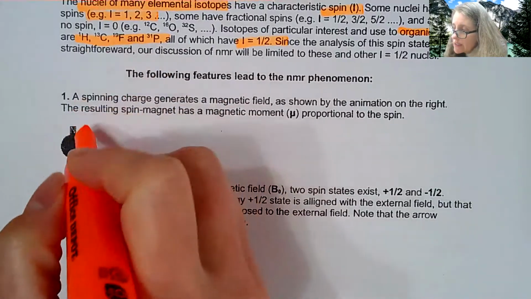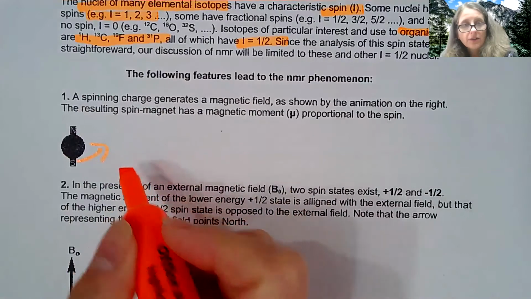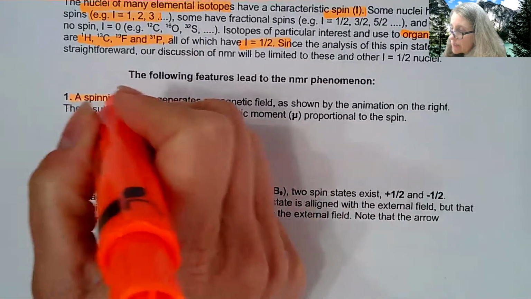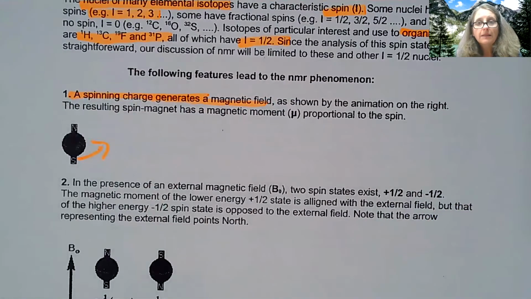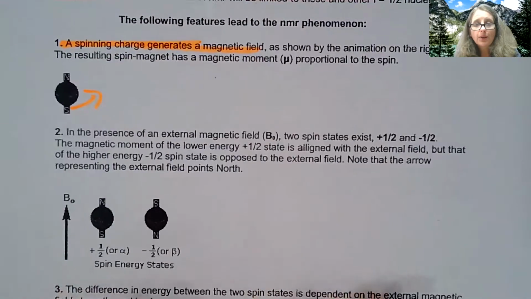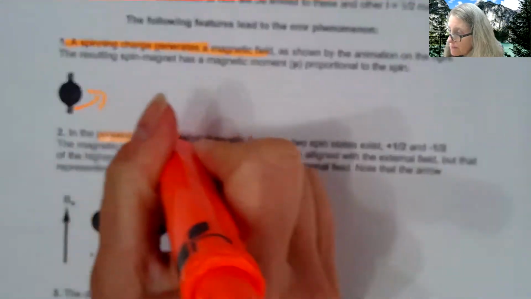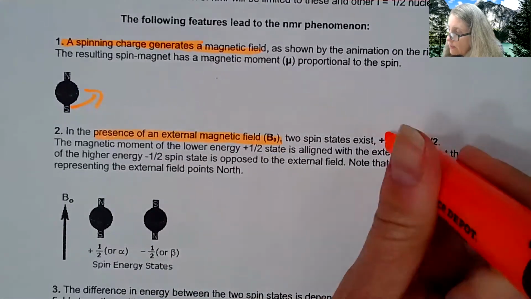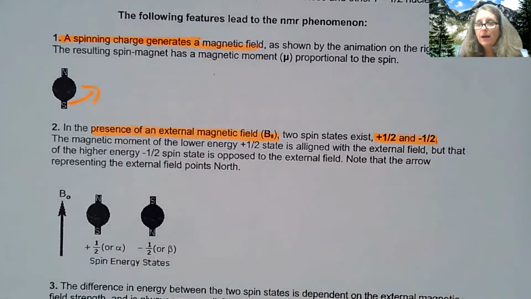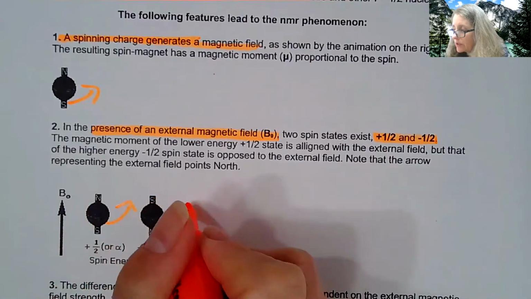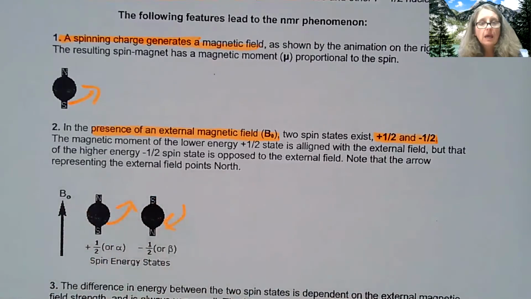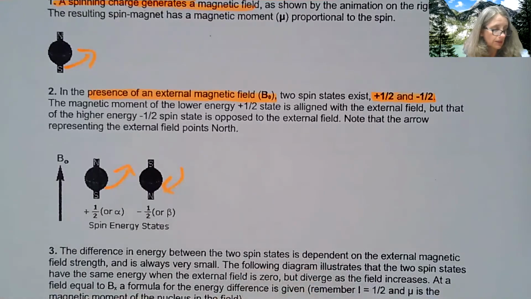If you were to have this on your screen, you would have a spinning charge, and that gives what we call a magnetic moment or magnetic field due to spin. In the presence of an outside magnet, you get what we call 2 spin states. One is a positive 1/2, one is a negative 1/2. So this one is spinning counterclockwise, this one is spinning clockwise, and you have 2 different spin states.